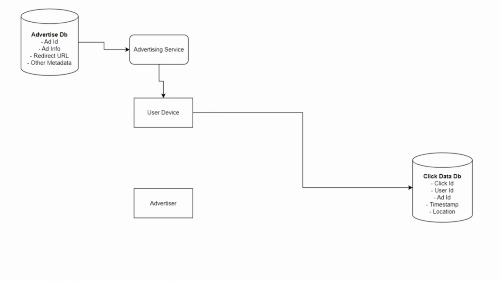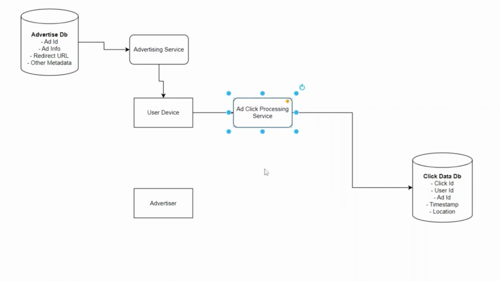This will not go directly to the database, so let's add a service here as well. There would be a service, the Ad Click Processing Service. Now what will this service do? This will do two main operations. One is to redirect to the URL, and the second is to perform further processing. So these are the two things which this ad click processing service would perform.